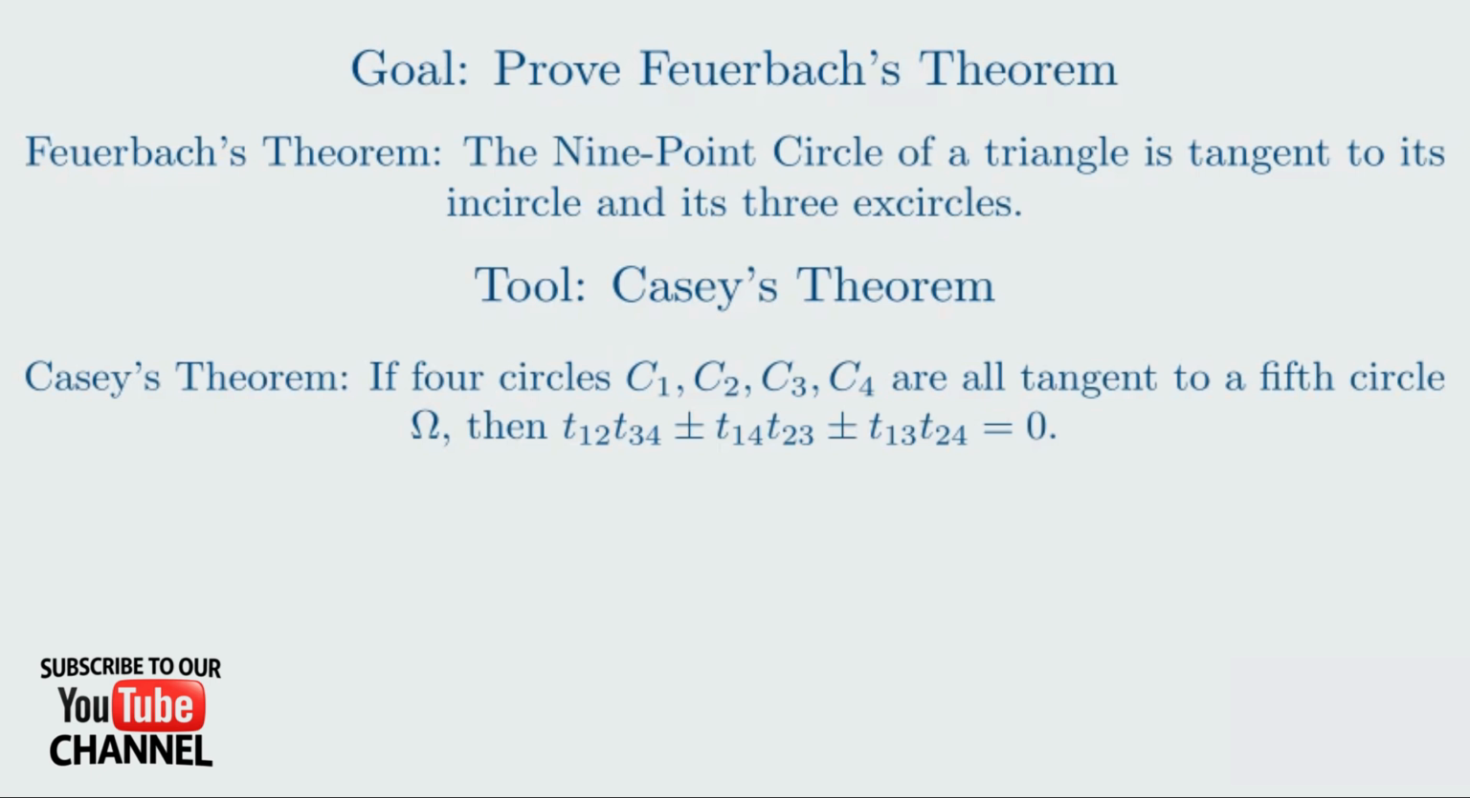So, if we can show that the 9-point circle and the incircle and the 3 excircles are all tangent to some 5th circle, the theorem will be proven. Our strategy will be to prove the theorem for the incircle and the excircles that are tangent to sides B and C. The other 2 cases, for the other excircles, will follow by symmetry.